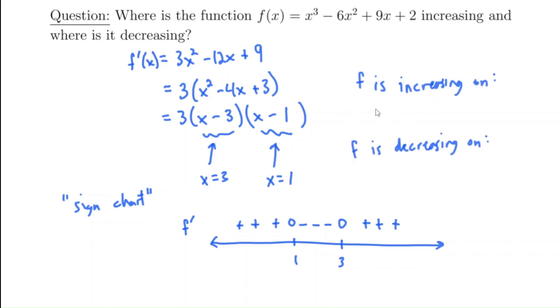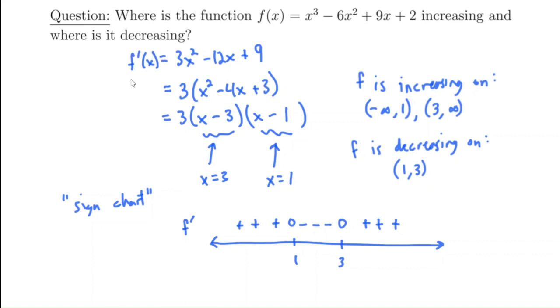It's increasing on the interval negative infinity up to 1. And it's also increasing on the interval from 3 to infinity. It's increasing on these two intervals. Now, where is it decreasing? Well, it's decreasing on the open interval from 1 to 3. And by the way, we're always going to use open intervals when we talk about where the function is increasing or decreasing. So again, notice what we did. To find where f is increasing or decreasing, we look at f prime.